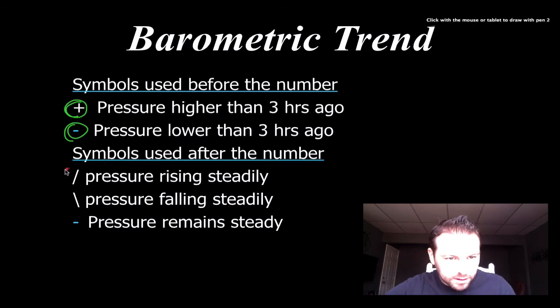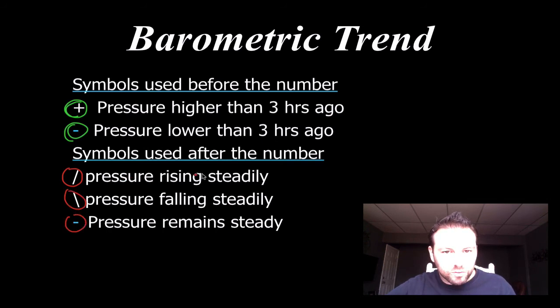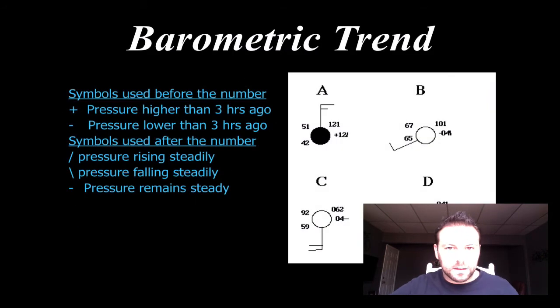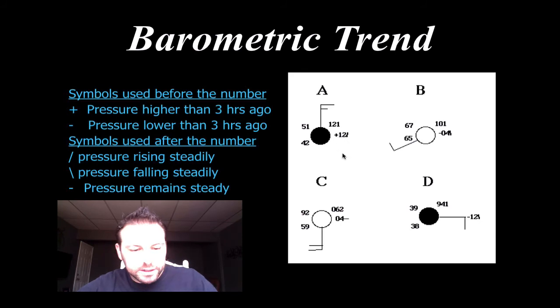Then at the end of the number, you'll see the slashes. This is the pressure is rising steadily, the pressure falling steadily, and the pressure remains steady. That's a straight line. And sometimes you can have a combination where it goes up like this, or it may go like this. Okay, so we can have combinations of these symbols right here. So we can take a look at our barometric trend in a couple of different situations here.